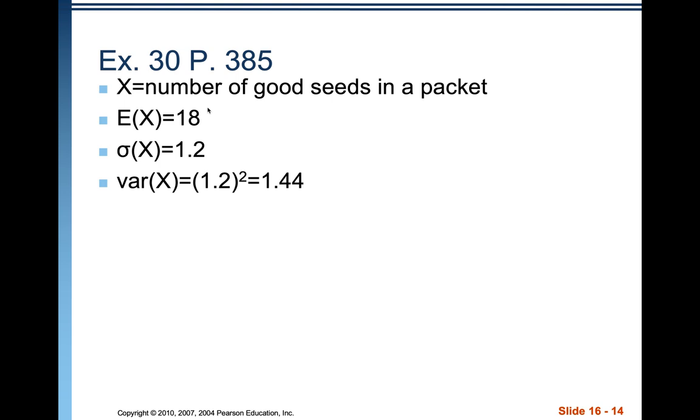All right, look at exercise 30 on page 385. Our random variable in this case is the number of good seeds in a packet. The expected value for x is 18 and the standard deviation is 1.2. And so the variance of x is going to be 1.2 squared, which is 1.44.